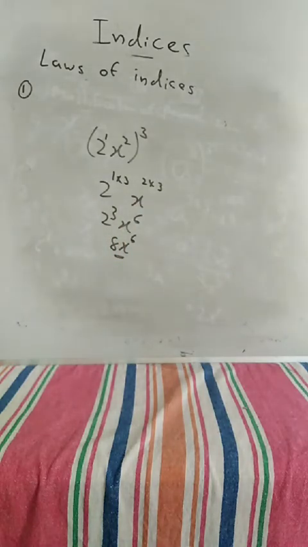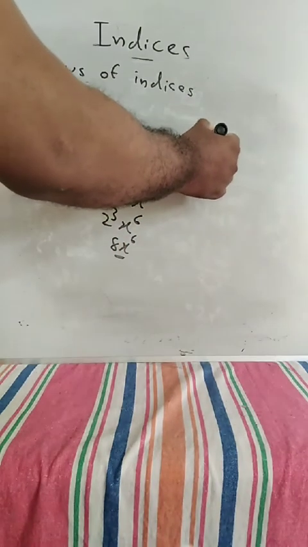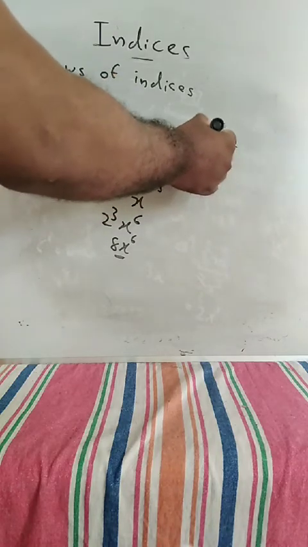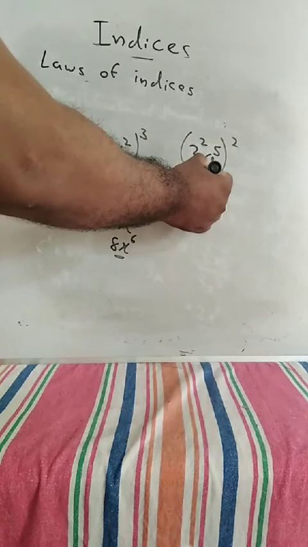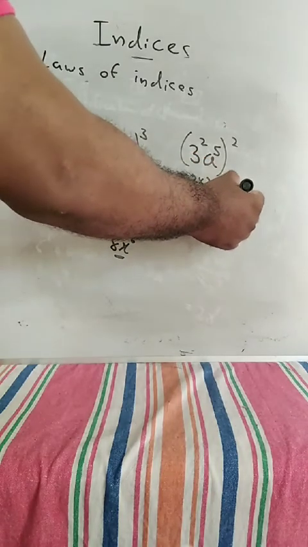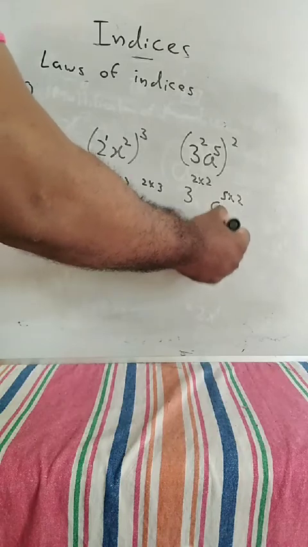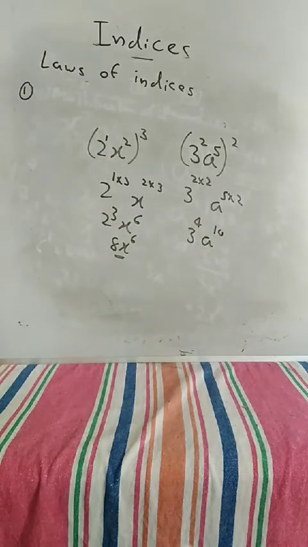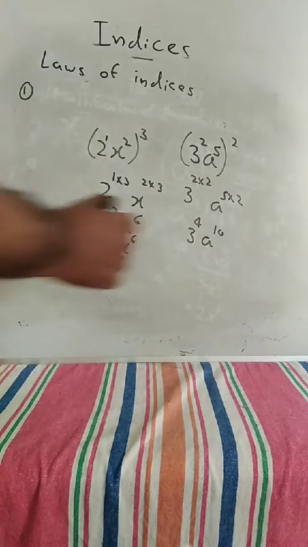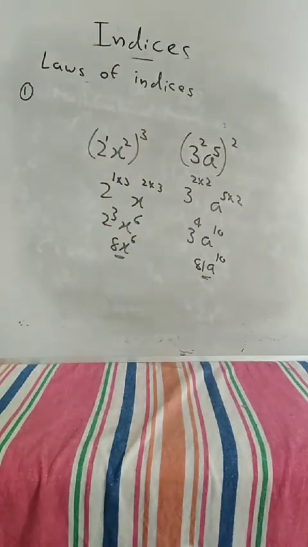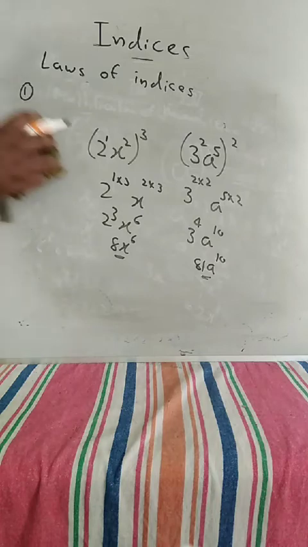Understand? Right. Another one: 3 to the power 2, 8 to the power 5, all to the power 2. Then both: 2 multiplied by 2, 5 multiplied by 2. Then 3 to the power 4, 8 to the power 10. The value of 3 to the power 4 is 81, no? 81, 8 to the power 10. Yes, answer. Right?